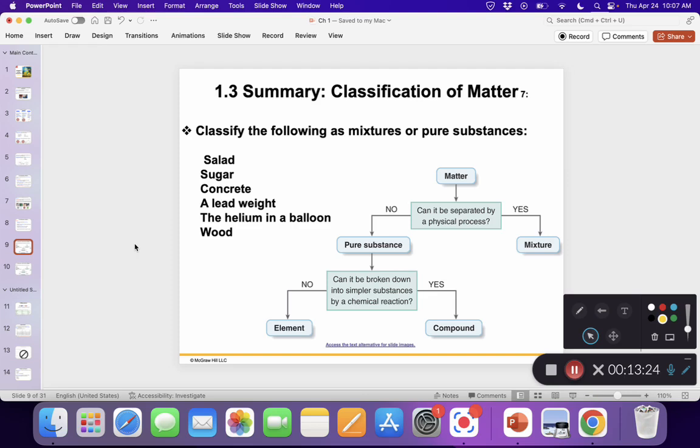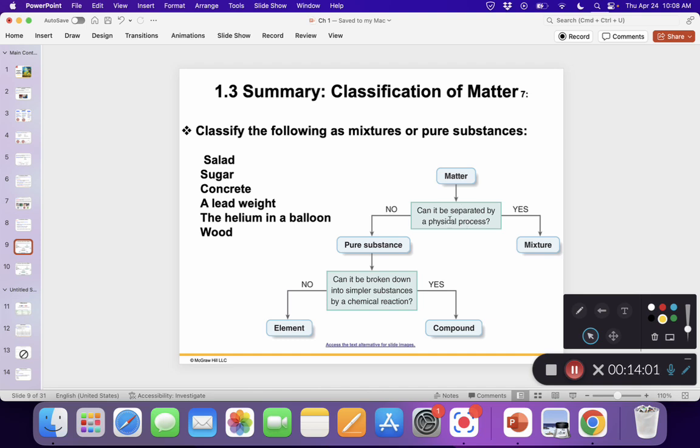Summarizing all this classification of matter, let us look here at this flow chart. You can ask yourself whether the matter can be separated by a physical process or not. If you can separate the matter by a physical process, like cutting or picking up, the physical extraction using a spoon or tweezers, then it is a mixture. Or you can do the filtration process, right? Some other process you will work with in the lab. So we can have a mixture there.